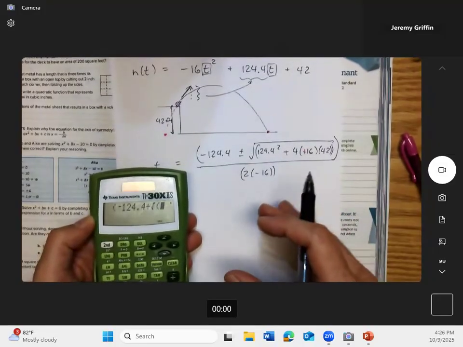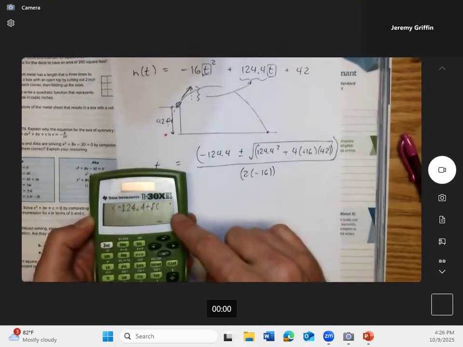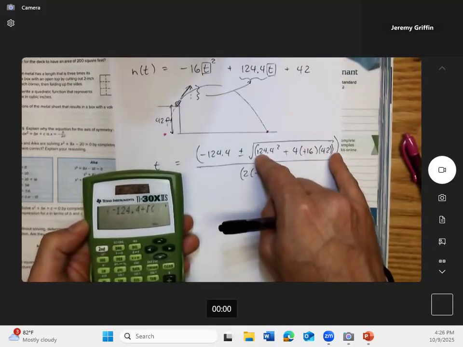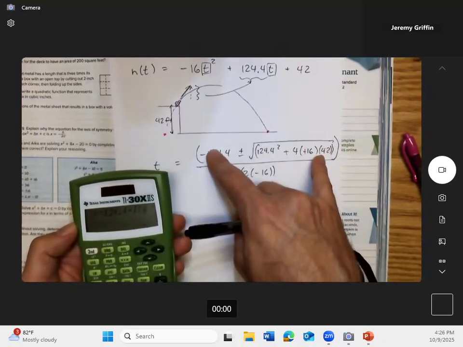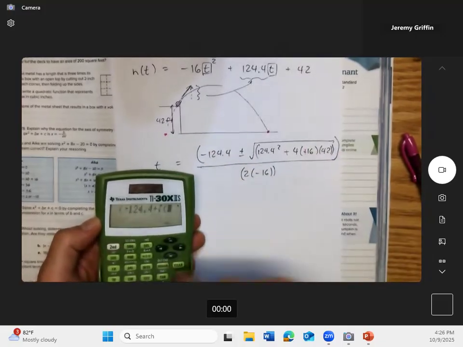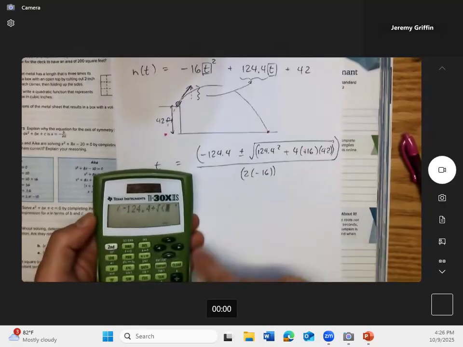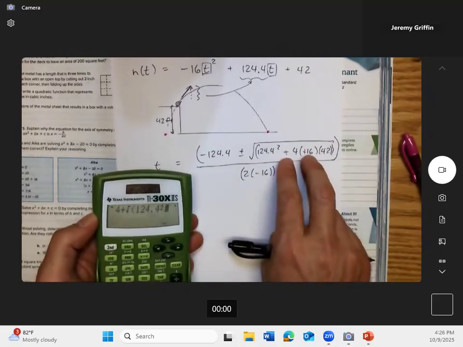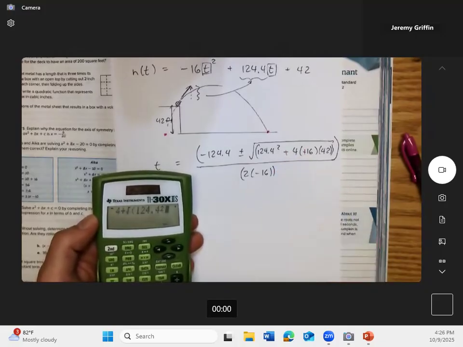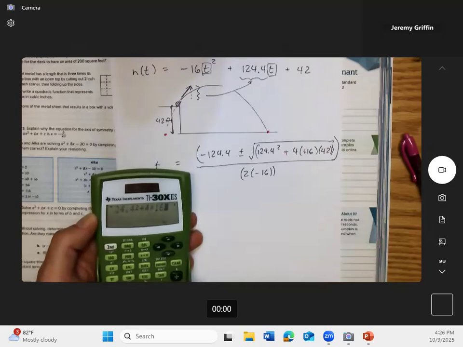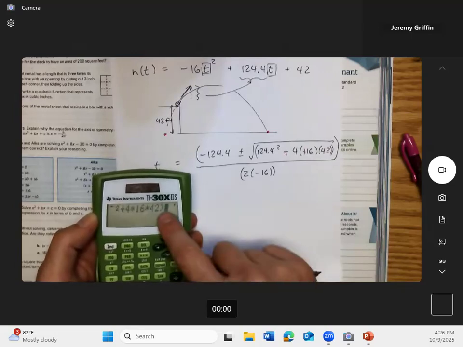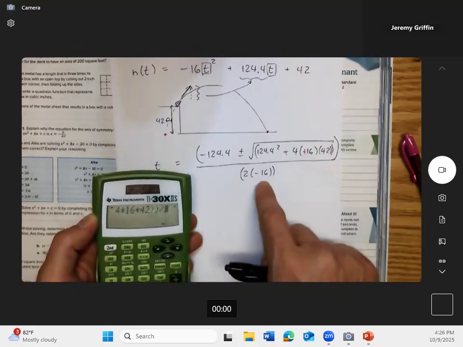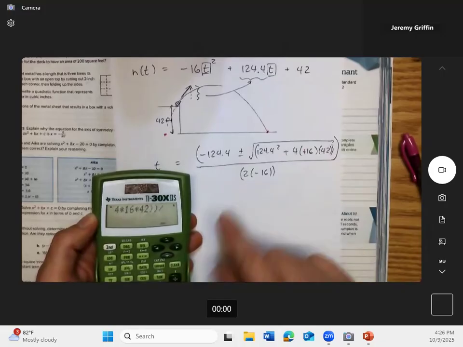If you have a lot of trouble correctly communicating with the calculator, it's okay to chunk this into smaller steps. Like just calculate this bit and then write that down, and then calculate this bit and write that down. And then you can do it. But I'll show you how to correctly put it all in the calculator in one go. So square root open parenthesis, 124.4 squared. Now this is plus plus, so I'll just continue with plus. So plus 4 times 16 times 42. Now this closed parenthesis closes the radical, and this closed parenthesis closes the numerator. Then divide by, is it okay if I call this negative 32? The negative 32.